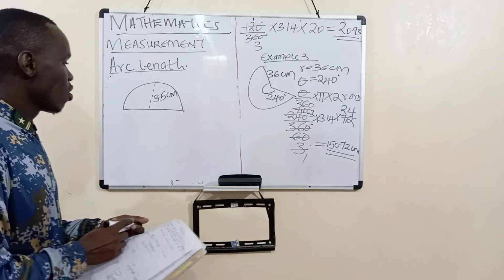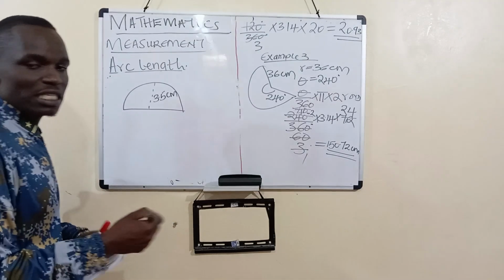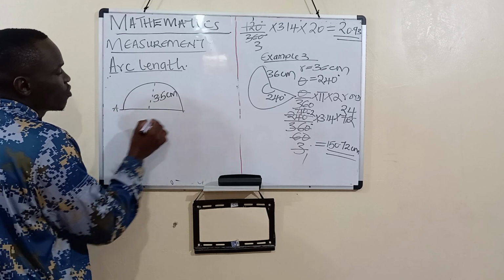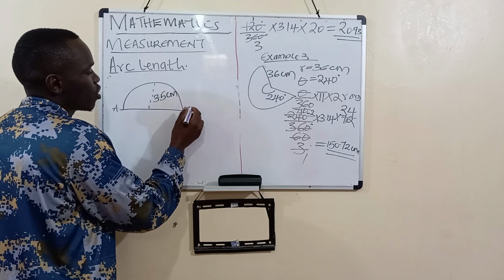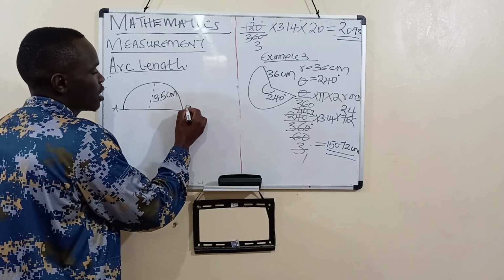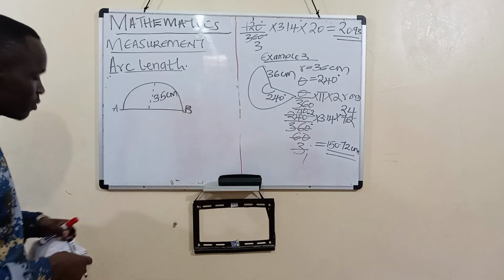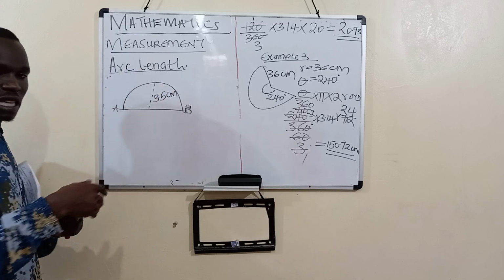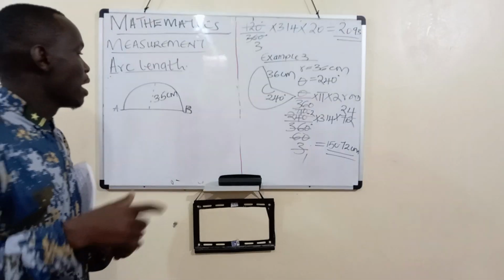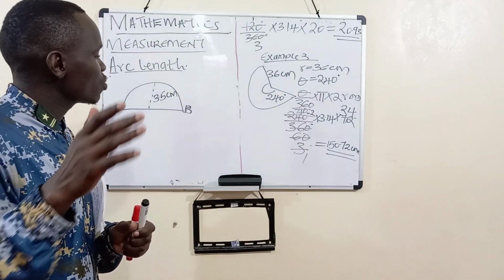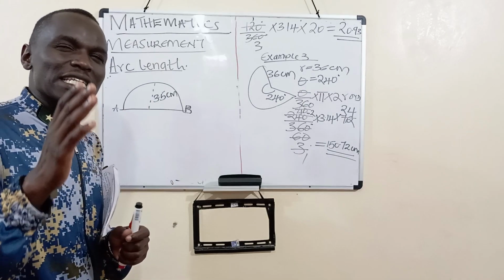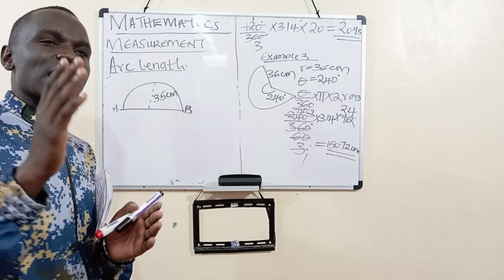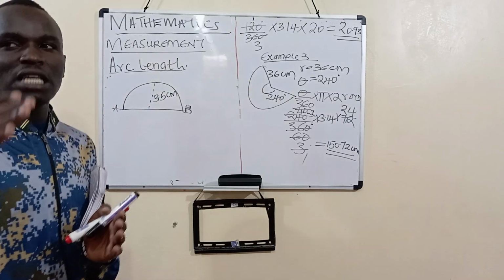In this case, our arc will be moving from point A to point B. We have point A here and point B. Having point A and point B, that is the length of the arc. Number 2, you are supposed to understand that an arc length is given by a fraction of the circumference.